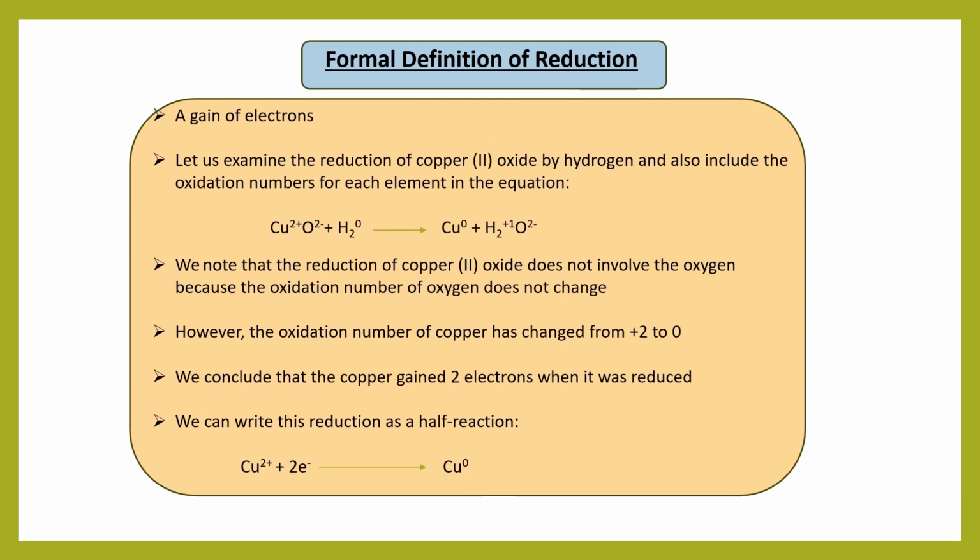Let us examine the reduction of copper(II) oxide by hydrogen, also including the oxidation numbers for each element in the equation. We note that the reduction of copper(II) oxide does not involve the oxygen, because the oxidation number of oxygen does not change. However, the oxidation number of copper has changed from +2 to 0. We conclude that the copper gained 2 electrons when it was reduced. We can write this reduction as a half reaction, and it is as follows.